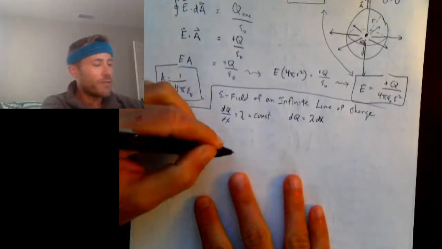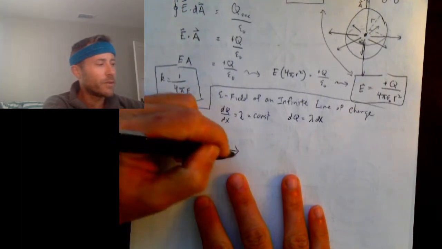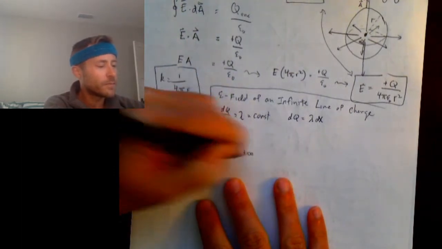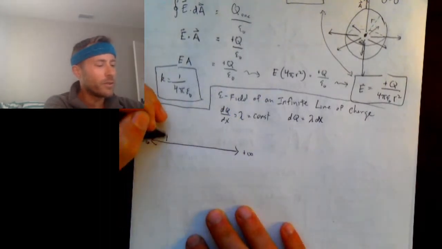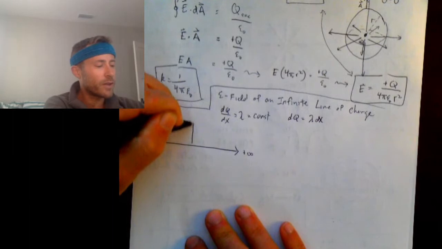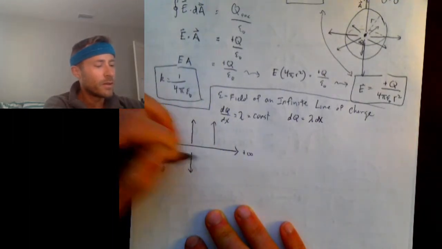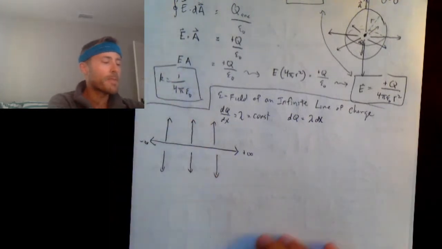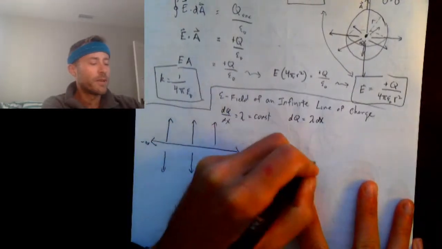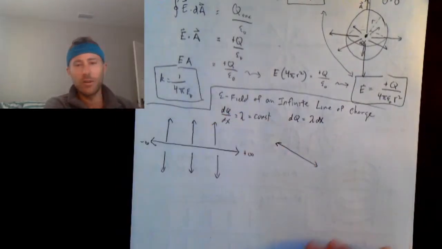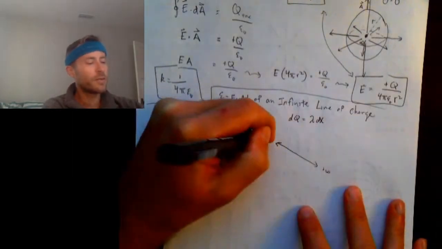So I'm going to do a side view. Here's the infinite line of charge. And we know that its electric field lines point directly outward. I'm not going to draw too many of them. If I wanted to draw a 3D view, I'm not even going to draw the electric field lines at all, because it'll get too confusing. So plus infinity, minus infinity.